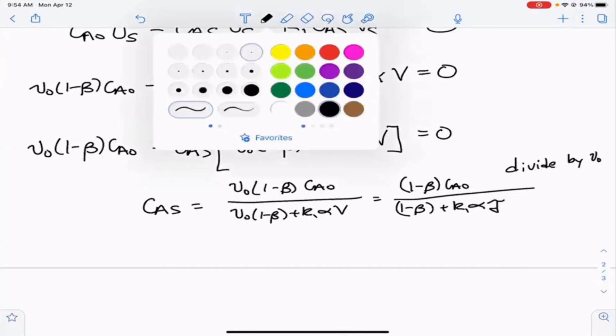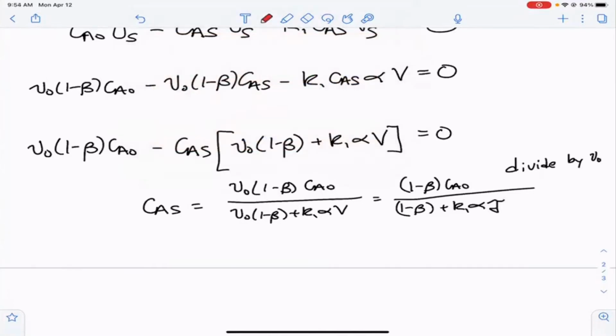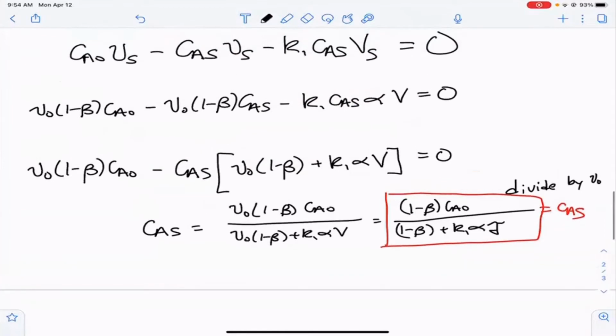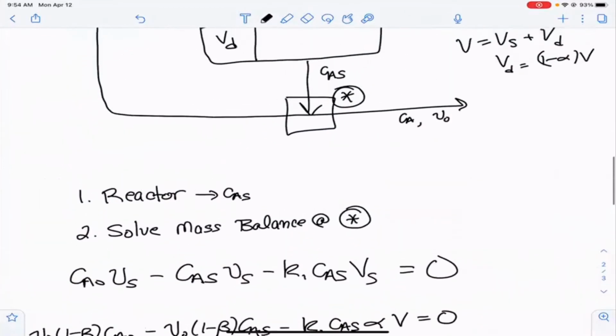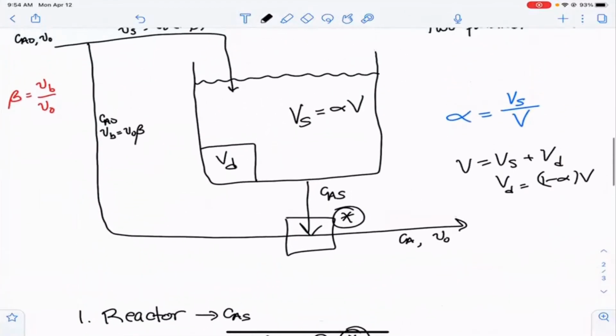All right. So what we're going to do is just stick a pin in this for a second. We have the concentration of CAS. So now let's look at our mixing point, and to do that, let's go back up to the diagram here. When we look at our mixing point, we have 3 streams. We have 2 coming in and we have 1 that's leaving. So we have to take all 3 of those into consideration.